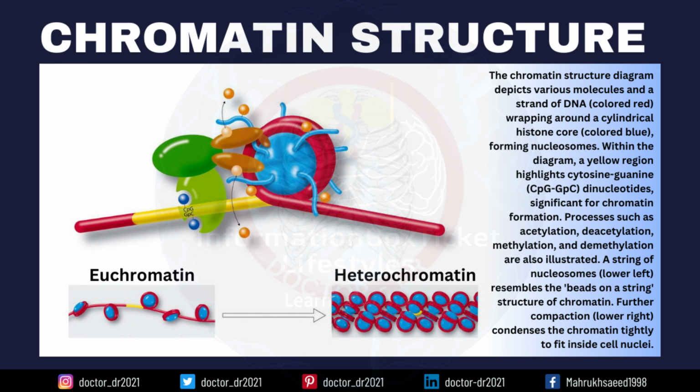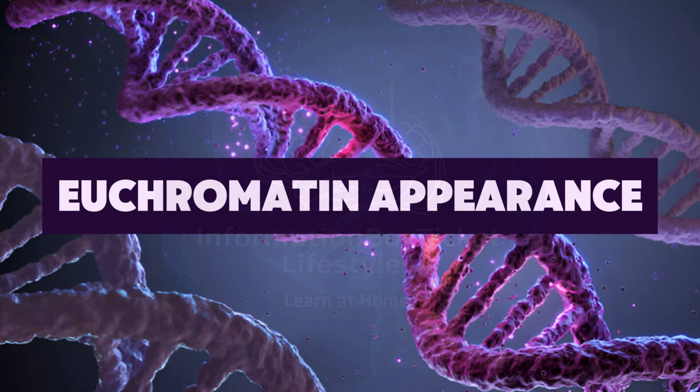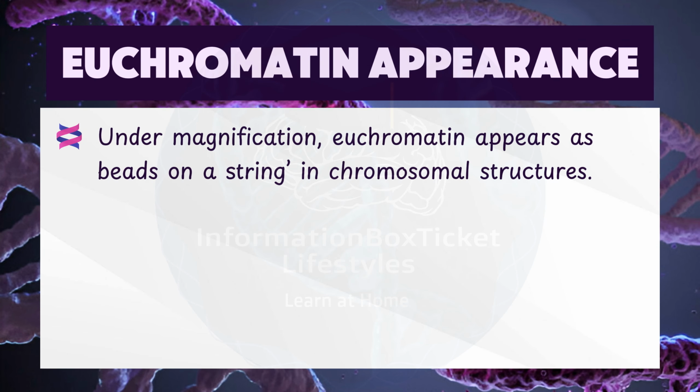A string of nucleosomes, lower left, resembles the beads on a string structure of chromatin. Further compaction, lower right, condenses the chromatin tightly to fit inside cell nuclei. Euchromatin appearance. Under magnification, euchromatin appears as beads on a string in chromosomal structures.